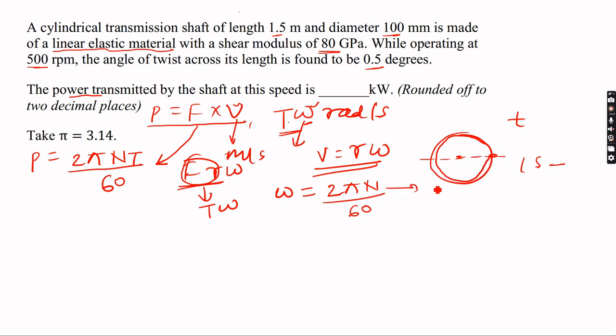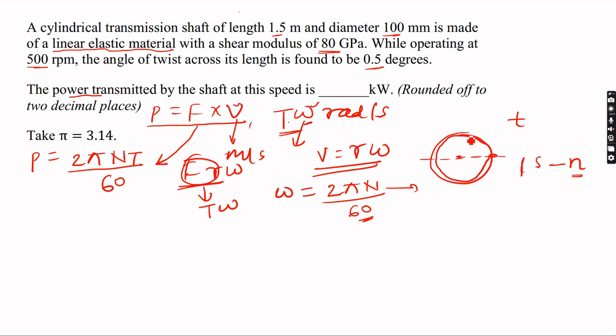N is nothing but RPM, revolutions per minute, or RPS. Don't confuse: if it is RPS, revolution per second, then 60 will not be here. If it is RPM, then 60 will be there. How this is coming, we will discuss. Suppose in 1 second, the revolution is a small n.